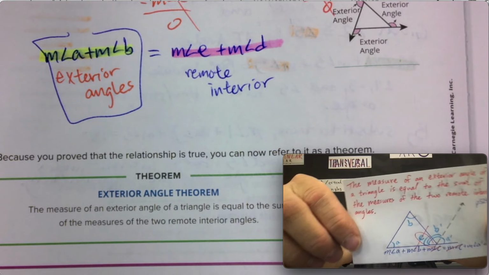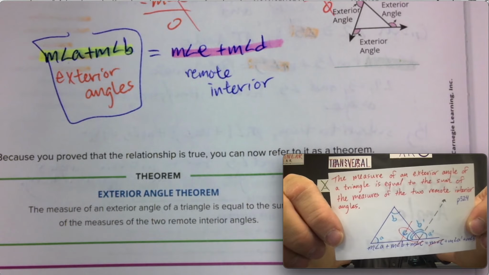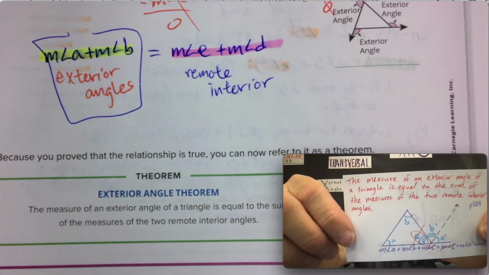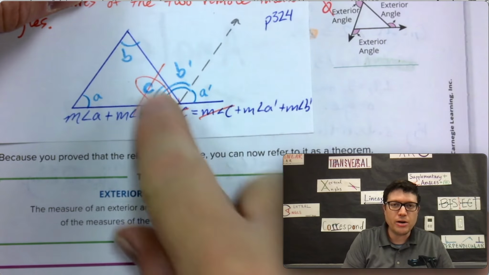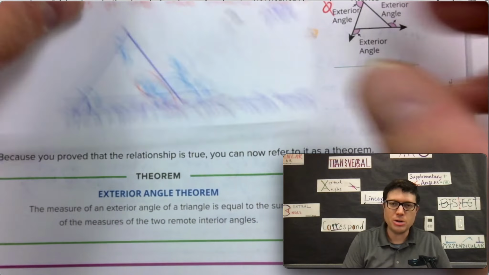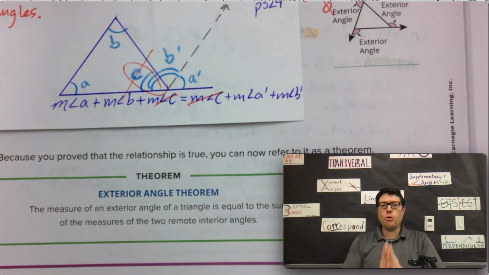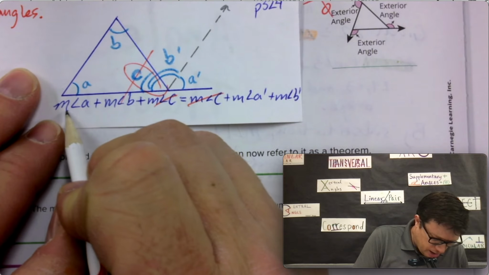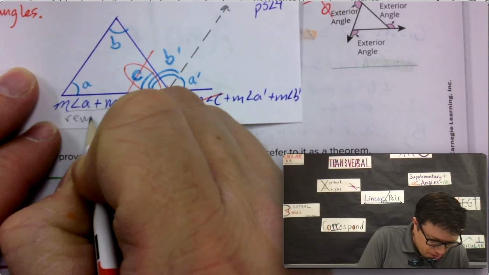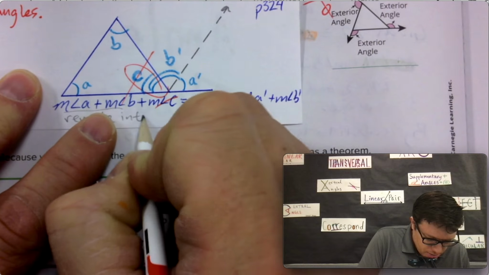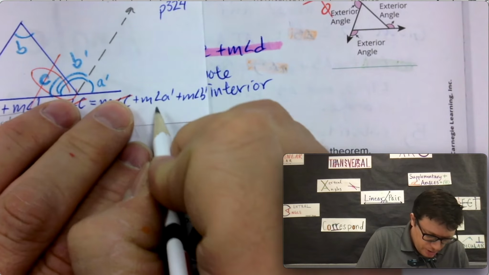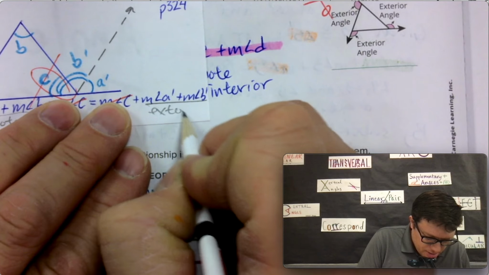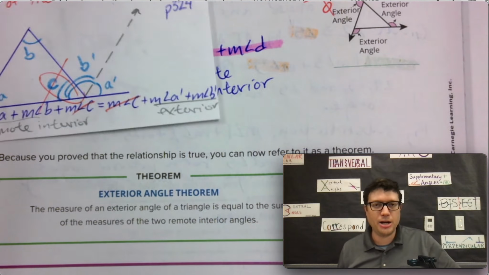The measure of an exterior angle of a triangle is equal to the sum of the measures of the two remote angles. You see what I did? I drew that diagram from the book, and now it's on a note card so that I can remember it for the future. These are remote interior, and these are the exterior. All right, I added it here. You saw me add it.